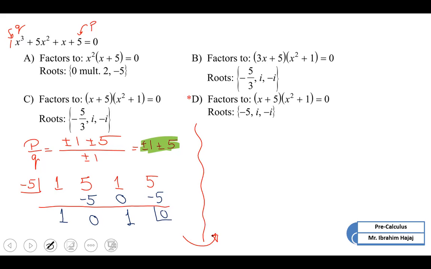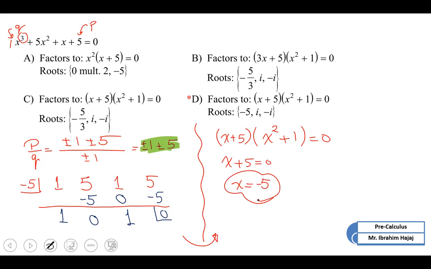Since the remainder is 0, negative 5 is a zero or root, and x plus 5 is a factor. So we start with x squared, since your original function is x cubed, x squared plus 1 is equal to 0. And now solve either x plus 5 equals 0 and x equals negative 5.